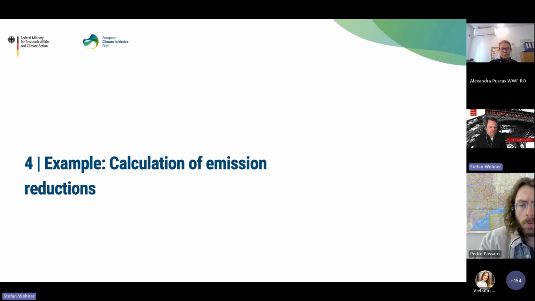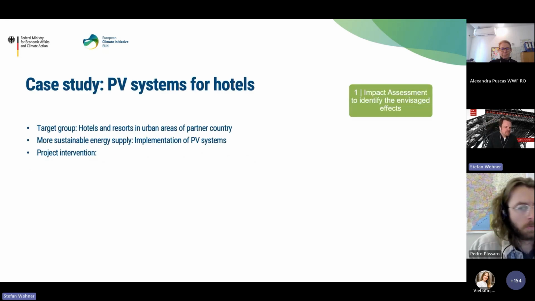So a short example on the calculation, a very simple case study. A PV system, so solar PV for hotels. The first step, as I said, is impact assessment to identify the envisaged effects. We have a target group. We are looking at hotels and resorts in urban areas in our partner country.